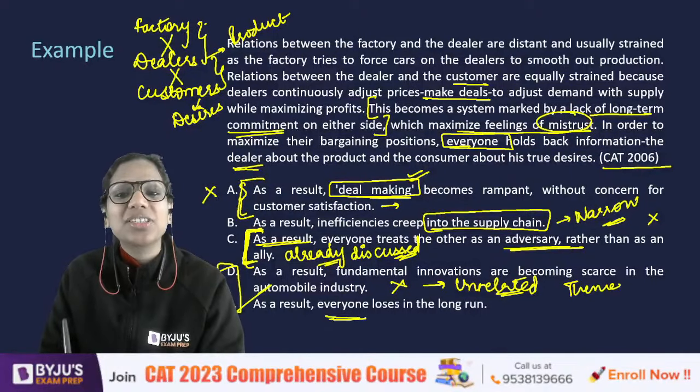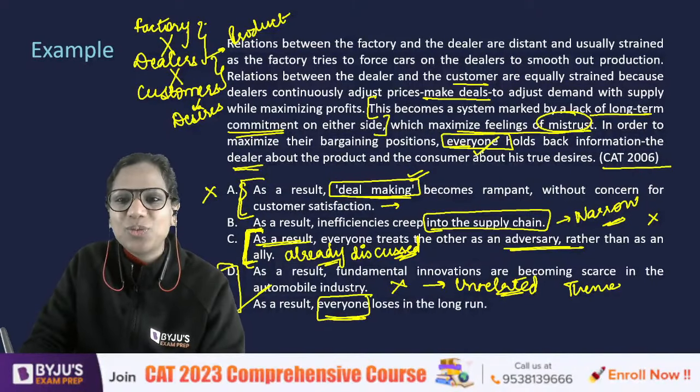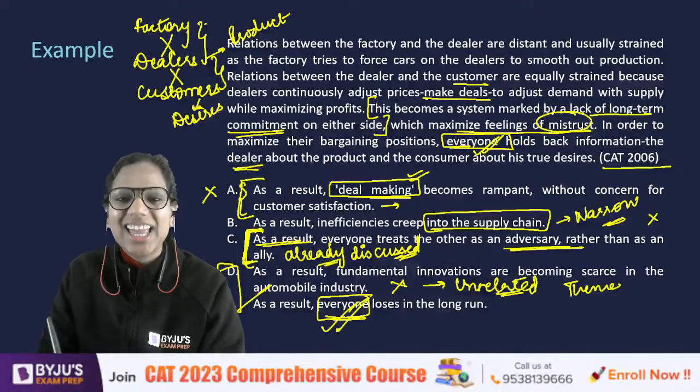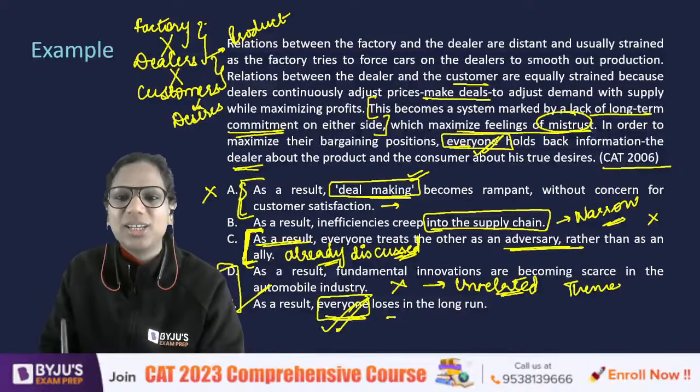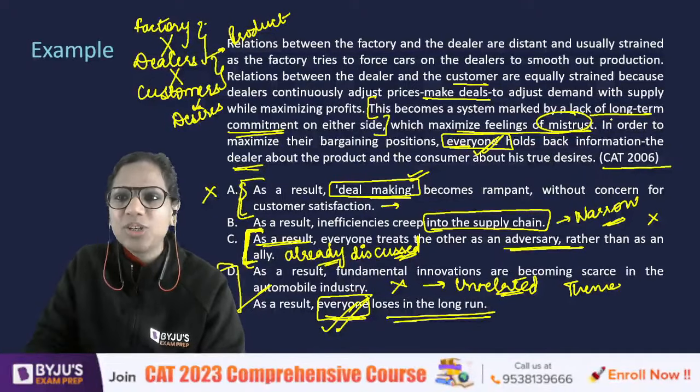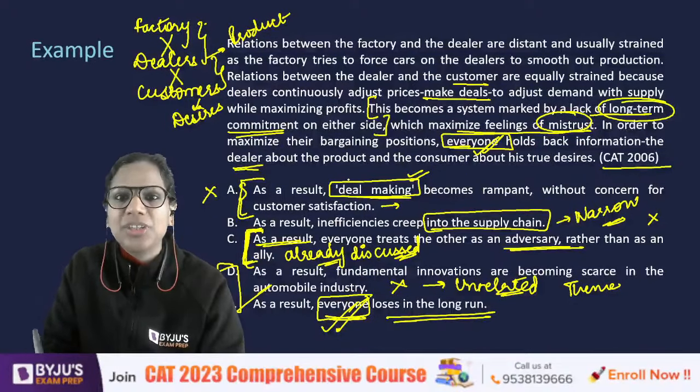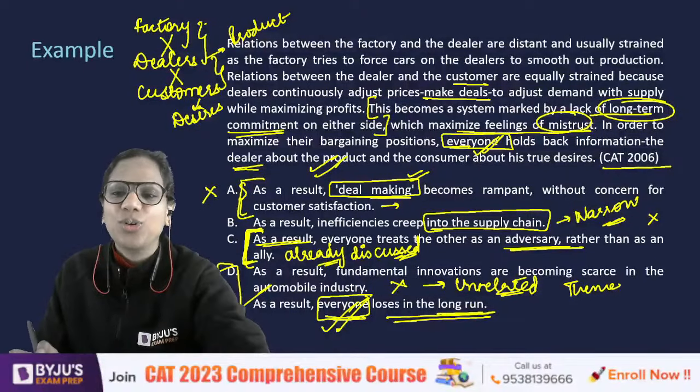As a result, what happens is everyone was there in the preceding sentence. Everyone, all the parties, they lose in the long run. Okay, because there's a lack of long-term commitment, right? They're hiding information, so everyone will lose in the long run. Right? Good. AC said E. E is the answer here.